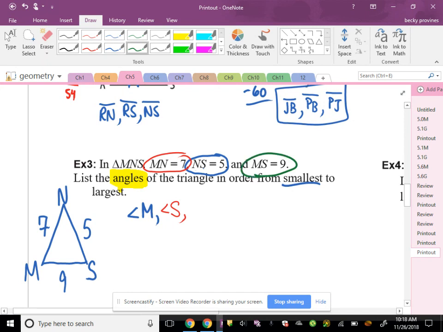Of course, MS is the largest. I look and say, what letter am I not using? That's N. MS is here. Straight across is N. Okay.